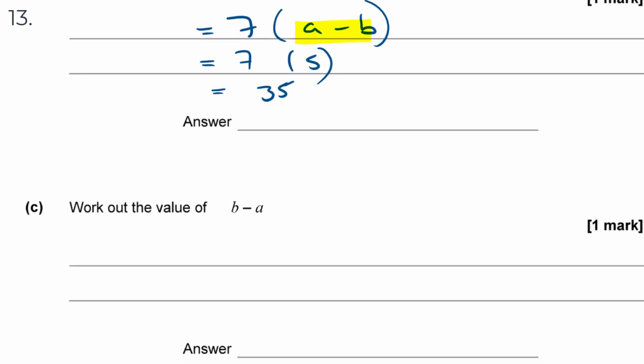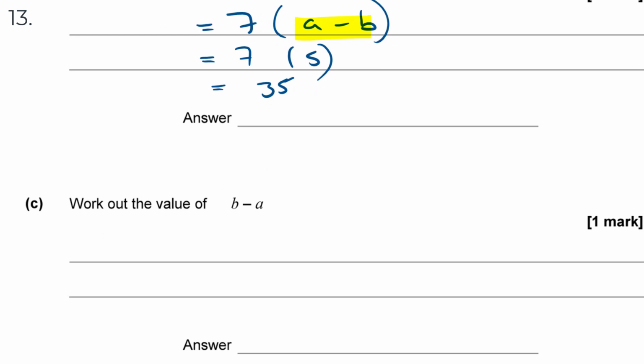And then finally it says work out the value of b minus a. How can I work out the value of b minus a? a minus b is equal to 5. What is the value of b minus a? Now there's a quick and easy way of doing this. It's moving everything around on the equation. So if I take this minus b and take it to the other side, it becomes plus b.